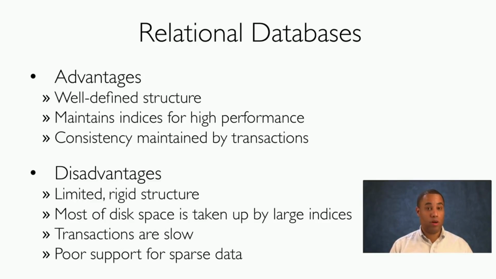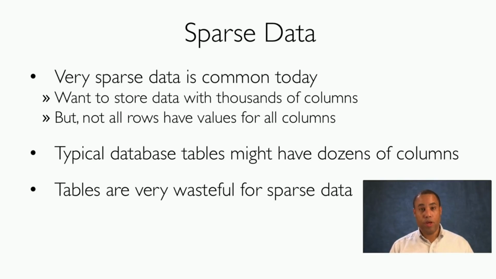Transactions can also be very slow, and they have very poor support for sparse data. So you can see that many of the things that are advantages in one respect are also disadvantages in another respect. Now, looking at this last item, poor support for sparse data, in more detail, we find that sparse data is very common today. Oftentimes we want to store data with thousands of columns, but not all of the rows will have values for all of the columns.